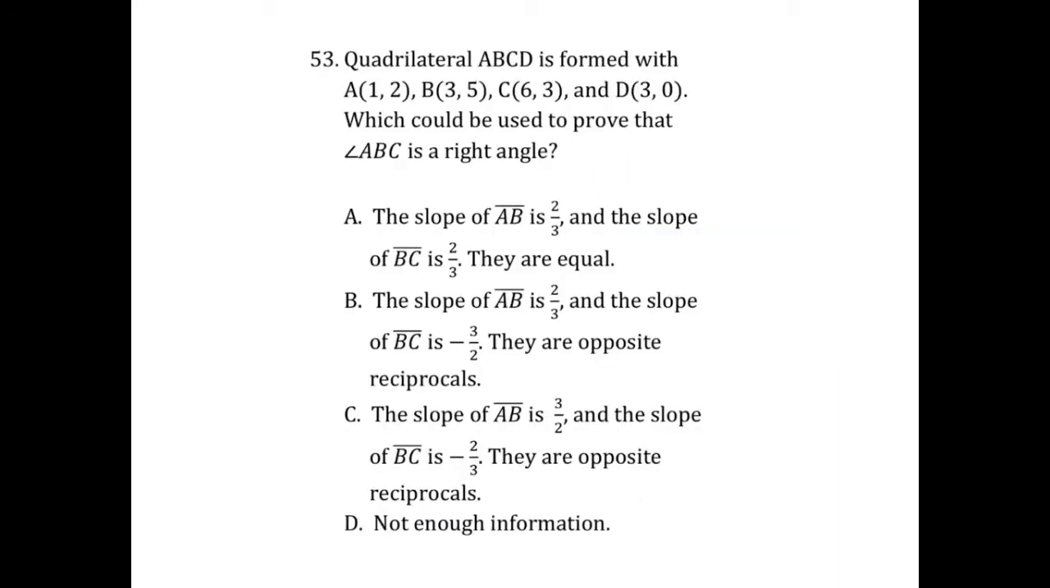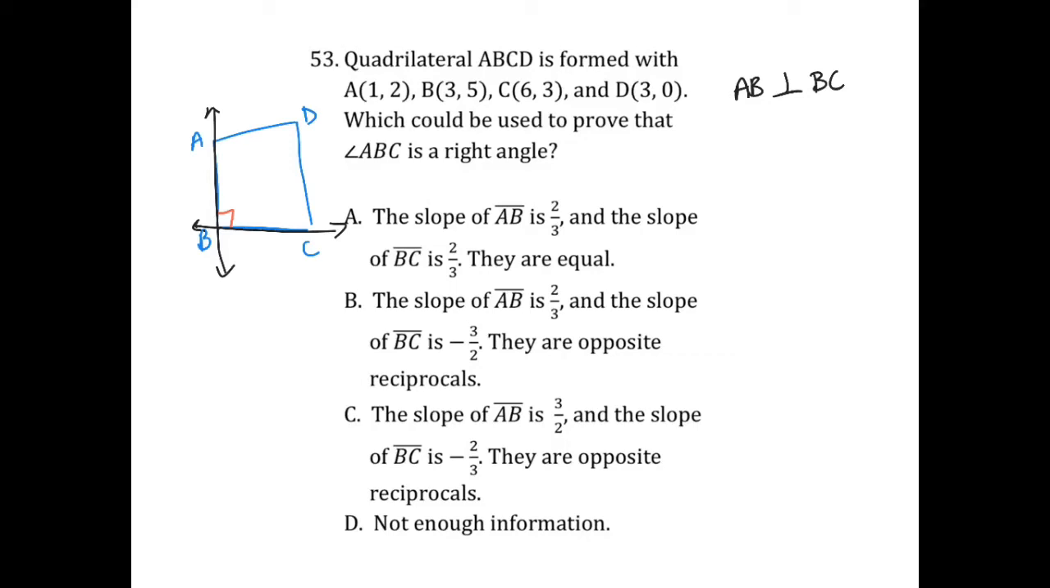All right, I got a quadrilateral ABCD, and which could be used to prove that ABC is a right angle. So if I'm talking about ABC being a right angle, this quadrilateral could look like anything, but it says that angle ABC is going to be a right angle. So it might look something like that. So what we would have to know is that AB and BC have to be perpendicular with each other. So I'll write that AB is going to be perpendicular to BC.